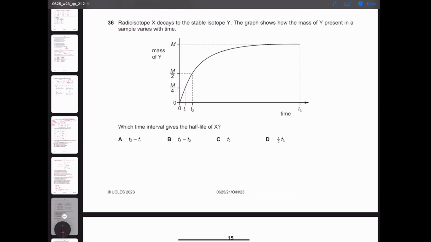36. It's one of the good questions. It is saying that radioactive isotope X decays to form stable isotope Y. The graph shows how the mass of Y present in a sample varies with time. Which time interval gives the half-life of X? So they've given you a graph of Y, but they're asking you the half-life of X. So it's one of the better questions. Now just try to understand it.